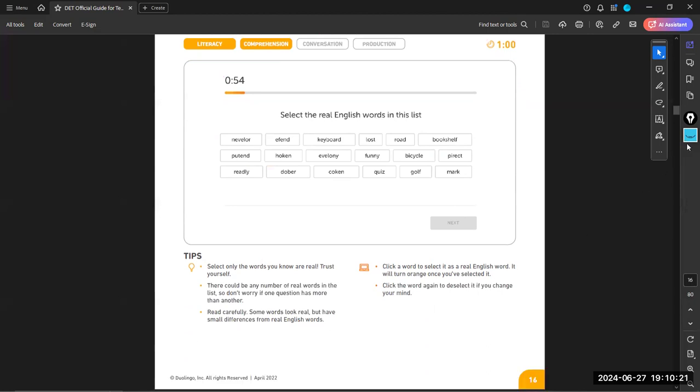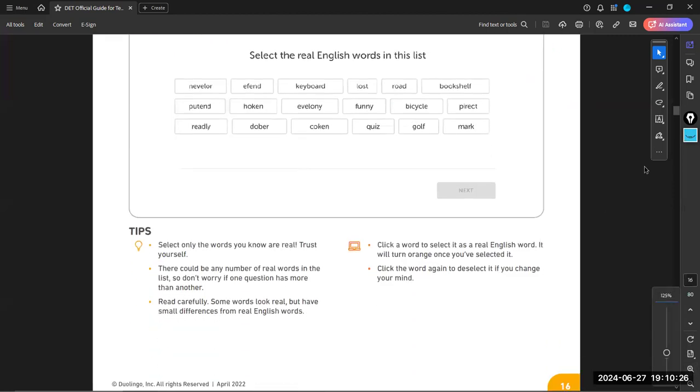Now the tips. Let me zoom in just to be able to see the page clearly. Let me show you the tips, then I'm going to show you the strategies you have to apply to solve this module correctly. So select only the words you know that are real. Trust yourself. I mean, absolutely, Malak, the more you read, the better you will be. But if you feel that a word does not exist or is strange, don't select it. So absolutely, only the real words.